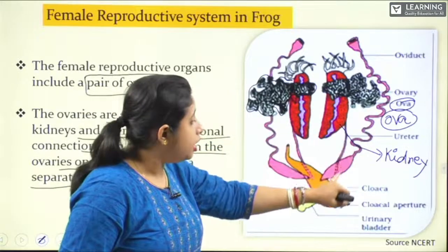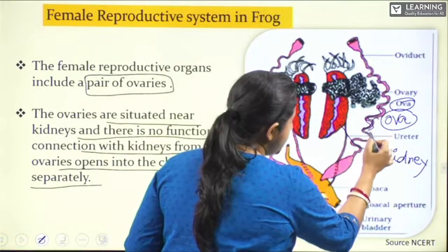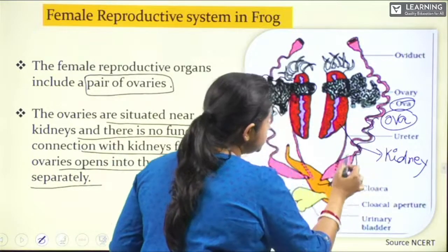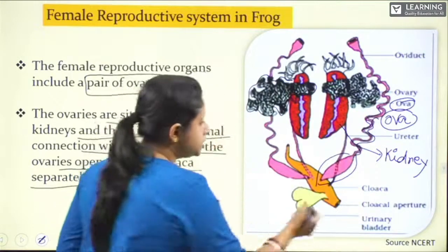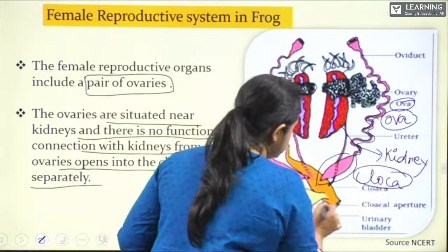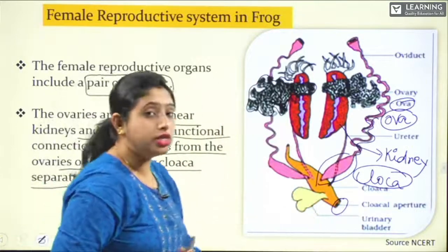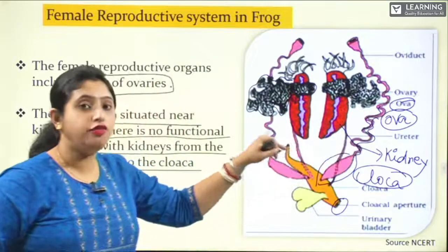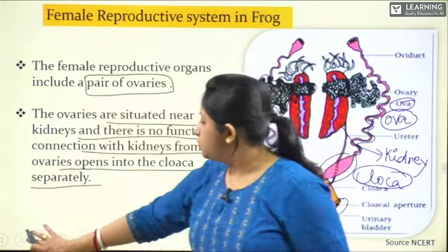As you can see, the ova will be directly released into the cloaca with the help of this oviduct. So this is the opening, the cloacal aperture. The ova are directly released. Kidney is not involved here. Okay, kidney is not involved here.